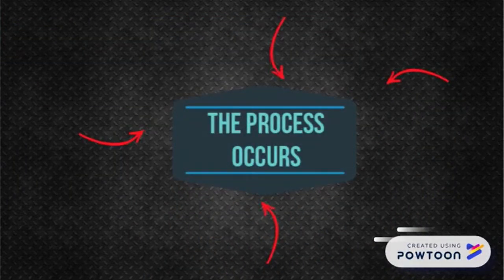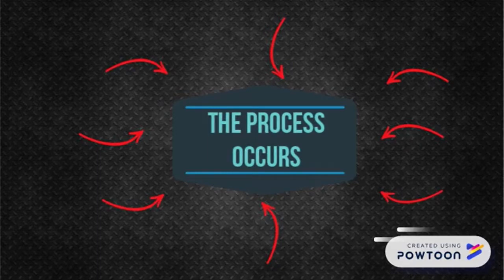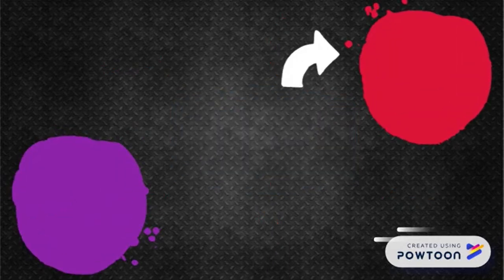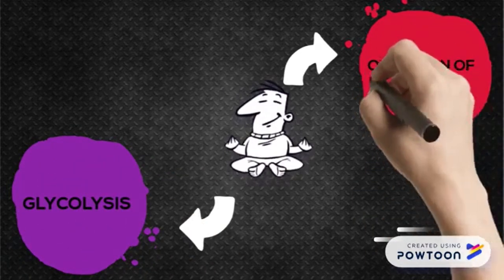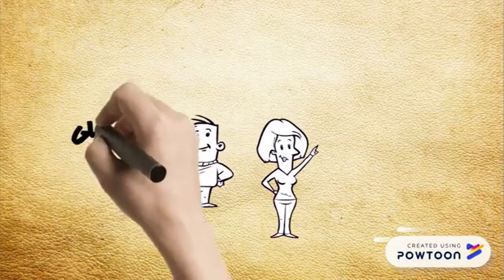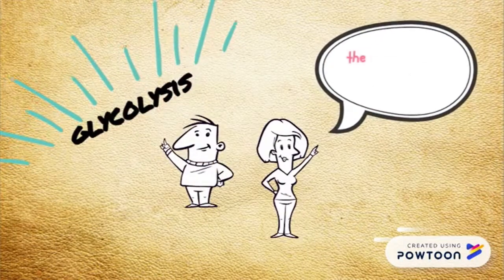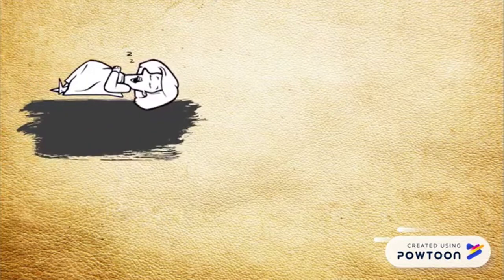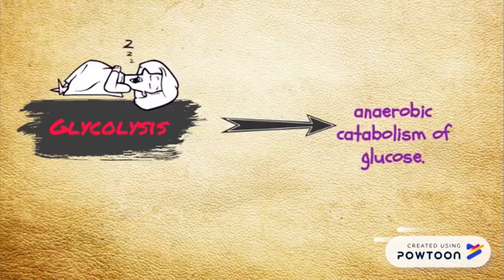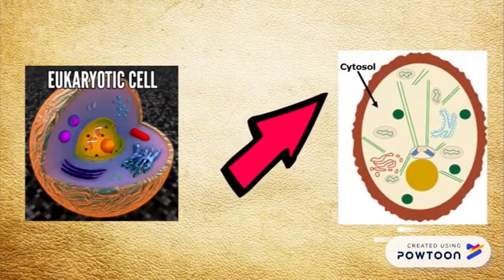The process occurs in stages: glycolysis and oxidation of pyruvic acid. Glycolysis, the breakdown of glucose to pyruvic acid. Glycolysis, anaerobic catabolism of glucose.